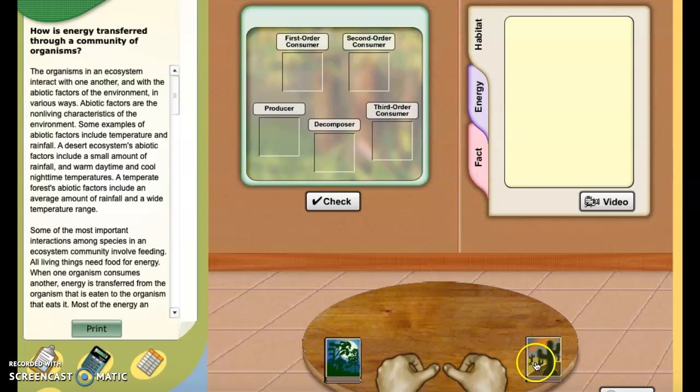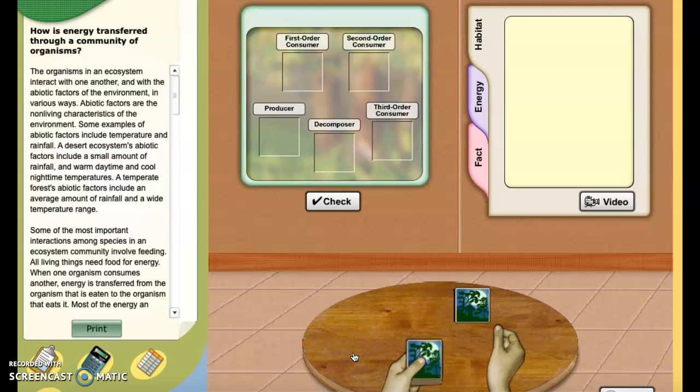So you have two ecosystems that you're going to do food chains for, food webs for. You have the desert ecosystem, which is on the right, and you have the forest ecosystem, which is on the left. So we're going to start with the forest ecosystem. We're going to do 3 examples from the forest ecosystem and 3 examples from the desert ecosystem.